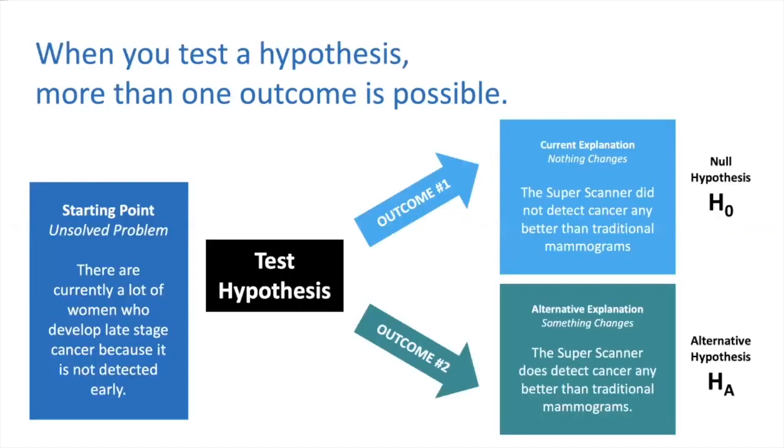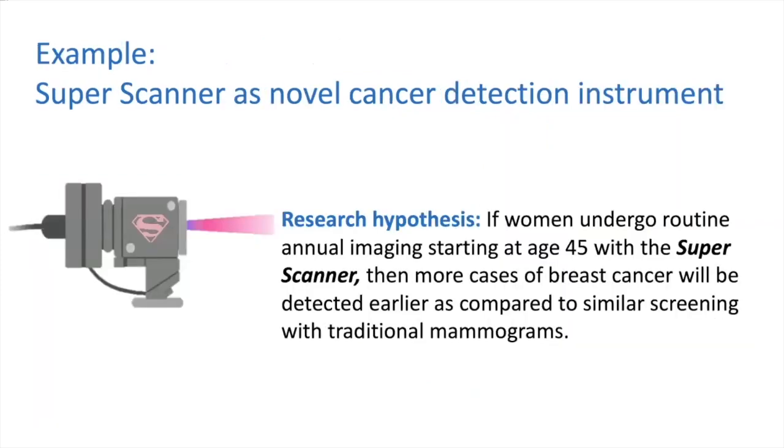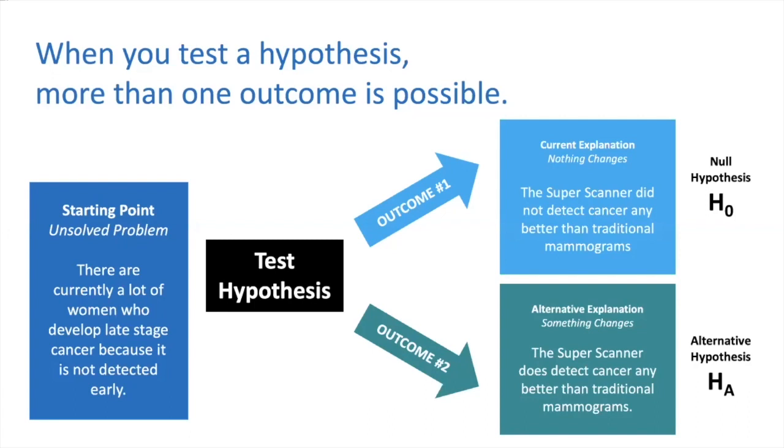Now again, let's use our flow chart. We have the starting point, the unsolved problem, that there are currently a lot of women who develop late-stage cancer because it's not detected early. Because of this unsolved problem, we created a research hypothesis that the superscanner will help detect breast cancer early. So that's our experiment. We're testing the superscanner against traditional detection methods.